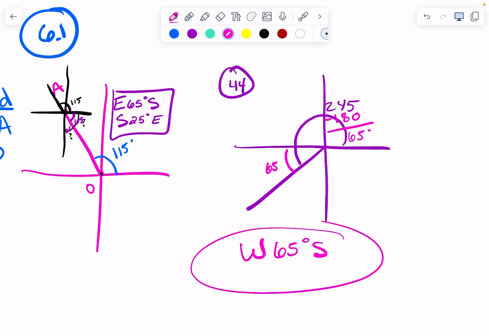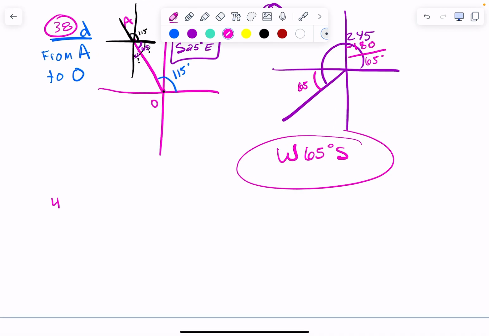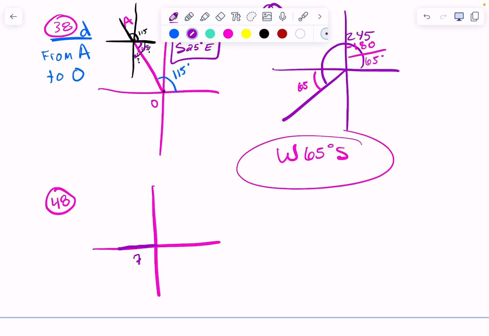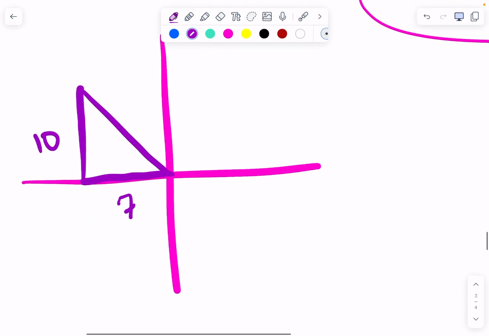Okay, what else? 48. A cyclist rides west for 7 miles and then north 10 miles. So we're riding west for 7 miles, then north for 10 miles. They want to know what is the bearing from the starting point. So I'm going to figure out what this angle is. How do I figure out that angle?